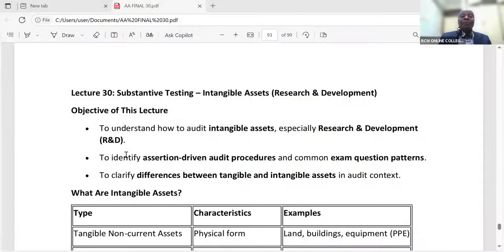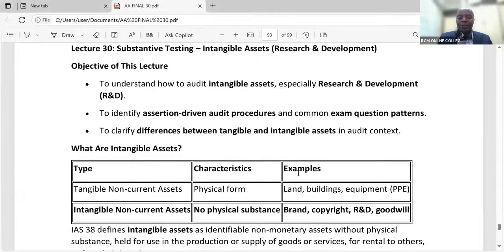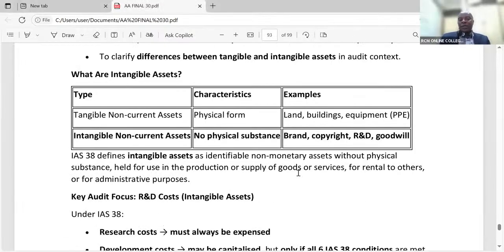So welcome to this 30th session. I'm at the tail end of this syllabus. So the objective of this lecture is to understand how to audit intangible assets, especially research and development, to identify assertion-driven audit procedures and common exam question patterns, to clarify differences between tangible, what I can touch, and the intangible assets in audit context. What are intangible assets?